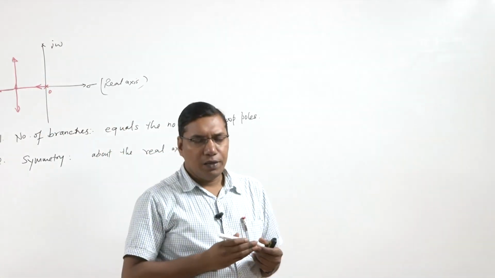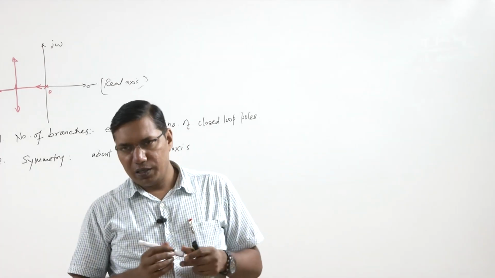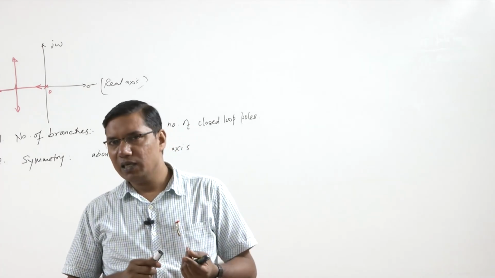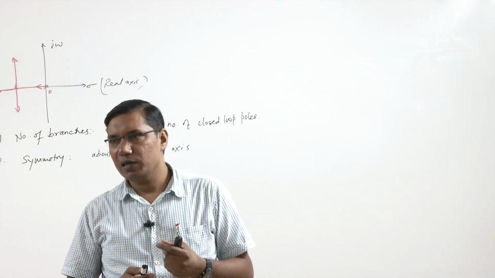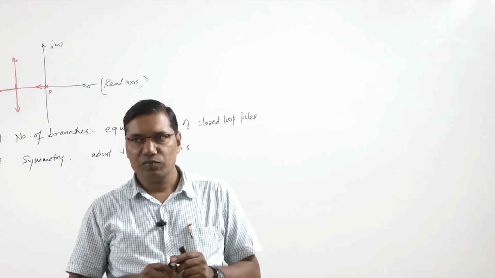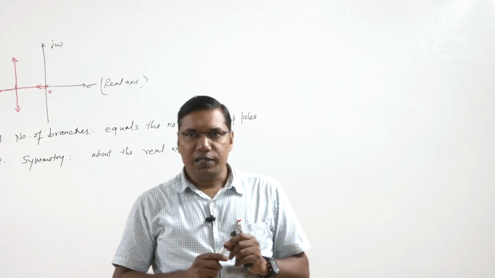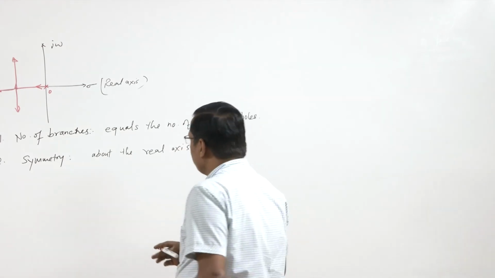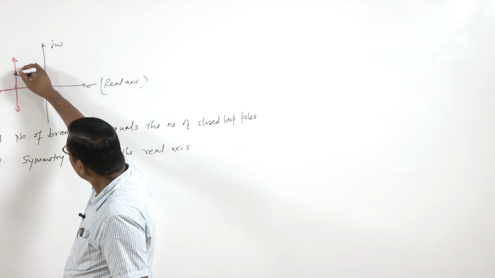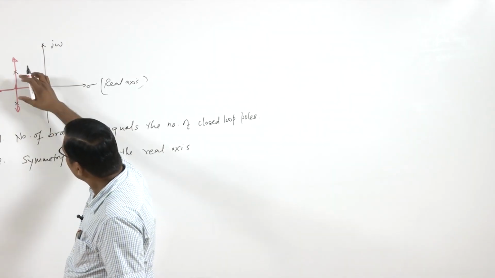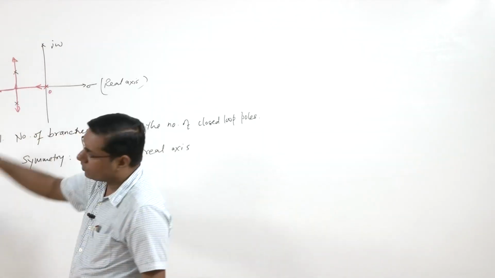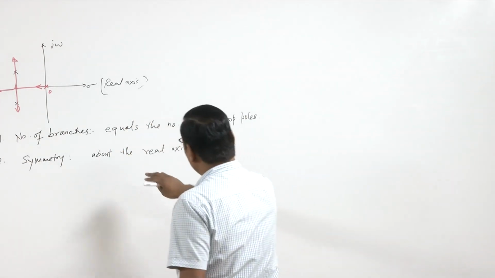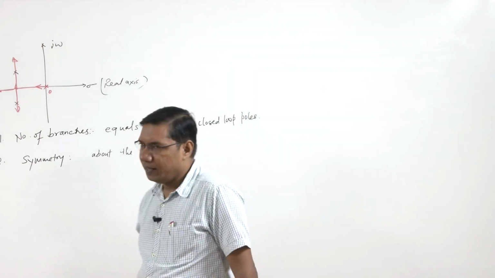Why? Because the poles of the closed loop transfer function can be either real or complex. When they are real, they will be on the real axis. When they are complex, they will be complex pairs, so there will be symmetry. If a pole is here, there will be another pole here. So they will always be symmetrical about the real axis. Therefore the root locus will always be symmetrical about the real axis.